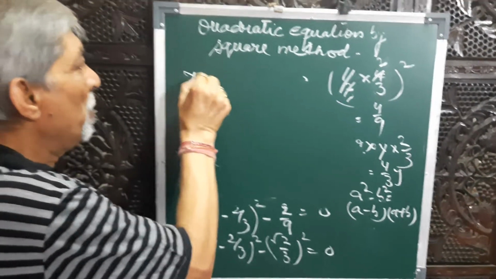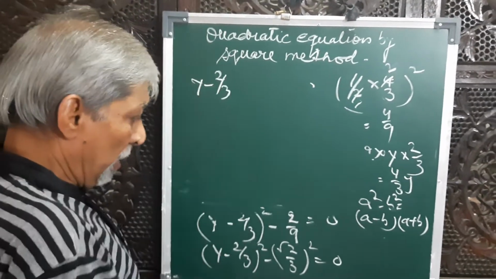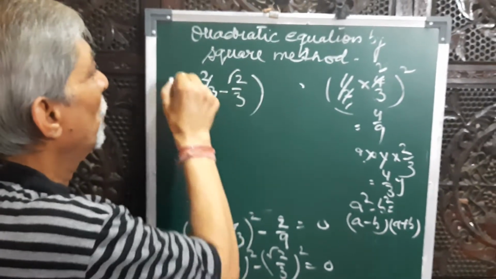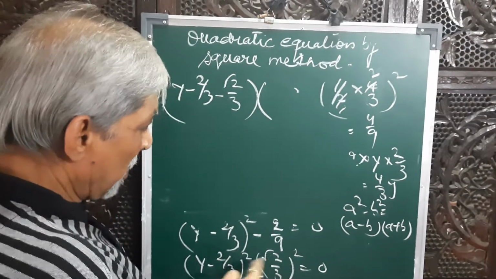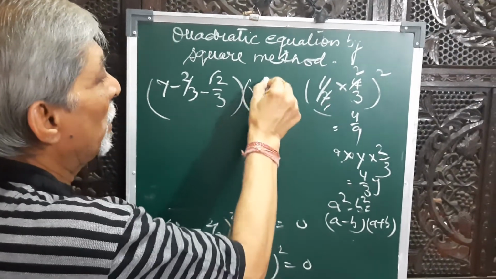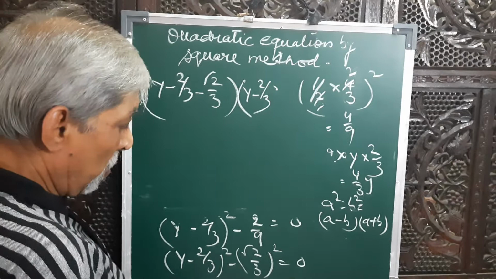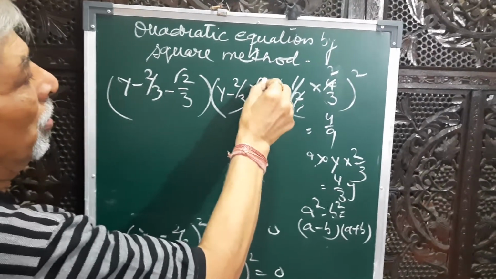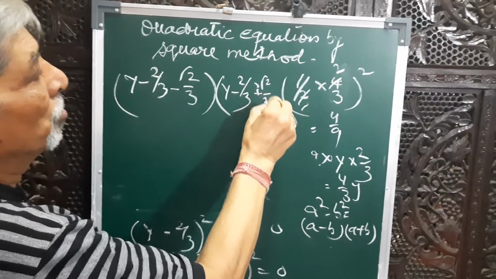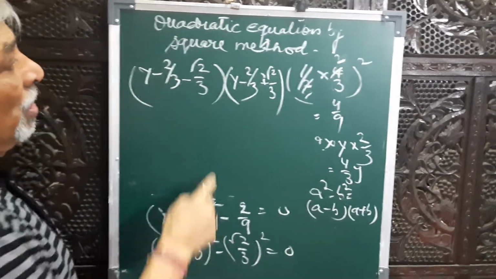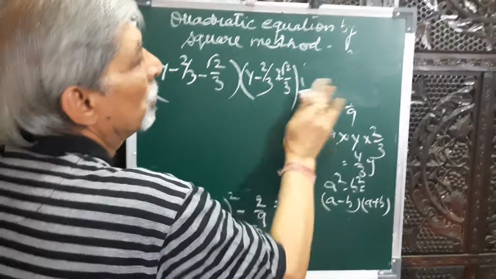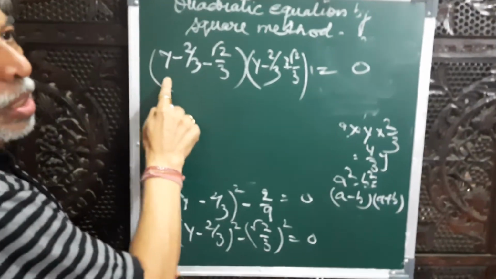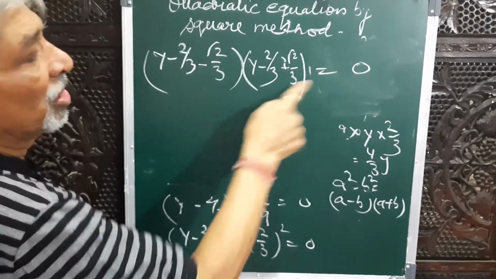So y minus 2 upon 3 minus root 2 upon 3 in one bracket, and in the other bracket y minus 2 upon 3 plus root 2 upon 3 is equal to 0. Now this is equal to 0, or this is equal to 0.